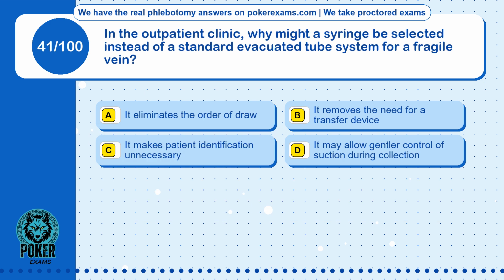Question 41. In the outpatient clinic, why might a syringe be selected instead of a standard evacuated tube system for a fragile vein? Option A. It eliminates the order of draw. Option B. It removes the need for a transfer device. Option C. It makes patient identification unnecessary. Option D. It may allow gentler control of suction during collection.